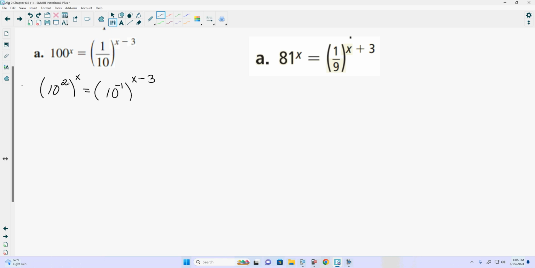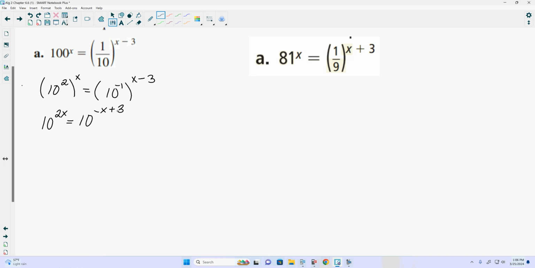So our 10 to the second power to the x, our 2 and x multiply together, giving us 10 to the 2x. Our other side, we're going to distribute that negative through. Negative 1 times x is negative 1x, negative x. And our negative 1 times negative 3 is positive 3. So our negative 1 times x minus 3 turns it into negative x plus 3. Questions on this here?